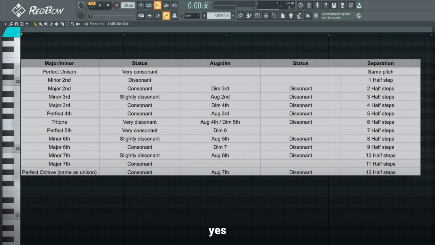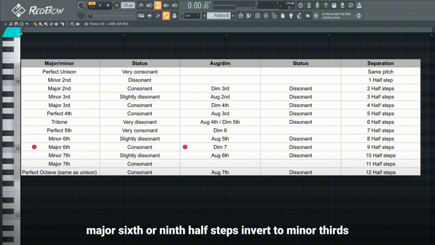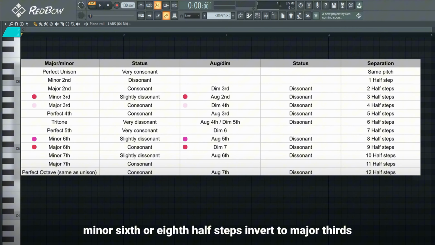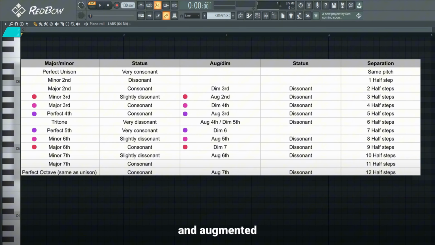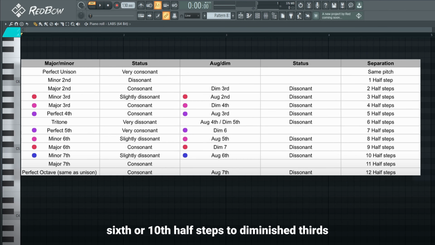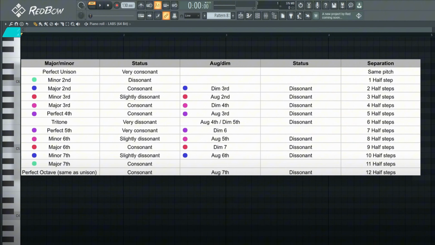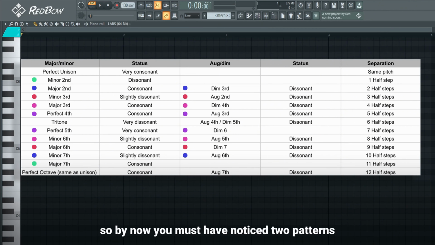Yes, major 6th or 9 half steps invert to minor thirds, minor 6th or 8 half steps invert to major thirds, diminished 6th or 7 half steps to augmented thirds, and augmented 6th or 10 half steps to diminished thirds. I know this sounds very confusing, so here's a little summary. So by now you must have noticed 2 patterns.